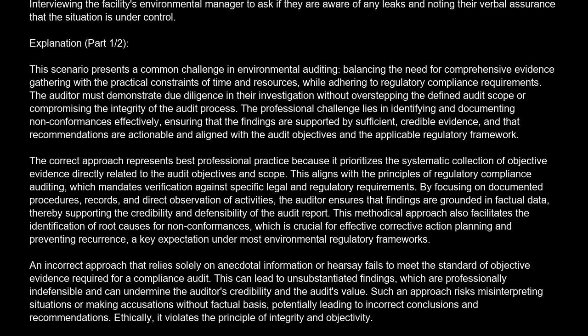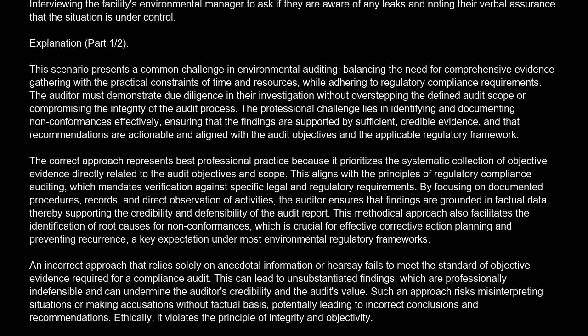Correct answer is B. Interviewing the facility's environmental manager to ask if they are aware of any leaks and noting their verbal assurance that the situation is under control. Explanation. This scenario presents a common challenge in environmental auditing, balancing the need for comprehensive evidence gathering with the practical constraints of time and resources, while adhering to regulatory compliance requirements.